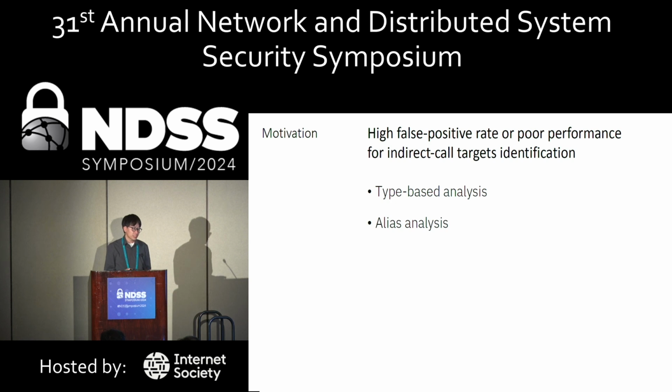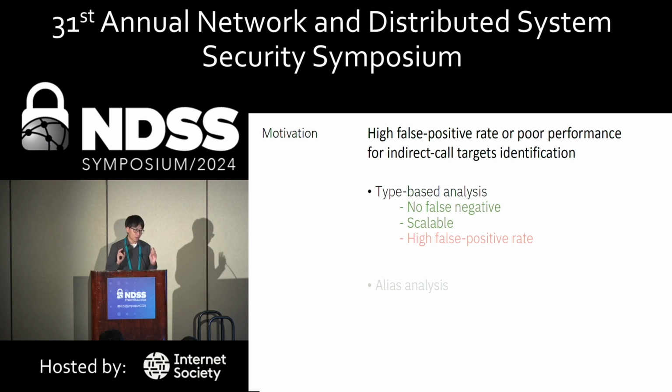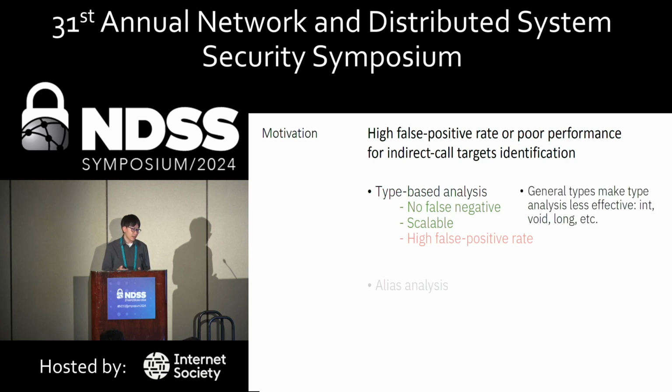However, existing approaches suffer from a high false positive rate, or from poor performance for indirect call analysis on large programs. For example, the good thing about the type-based approach is that it has no false negatives, and it is scalable for large programs. However, it typically suffers from a high false positive rate, mainly due to general types, such as integer or void types, which make the type analysis less effective.